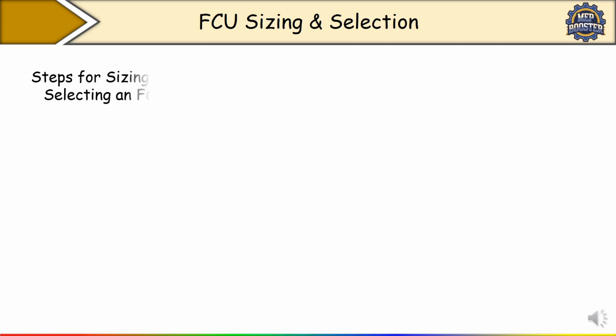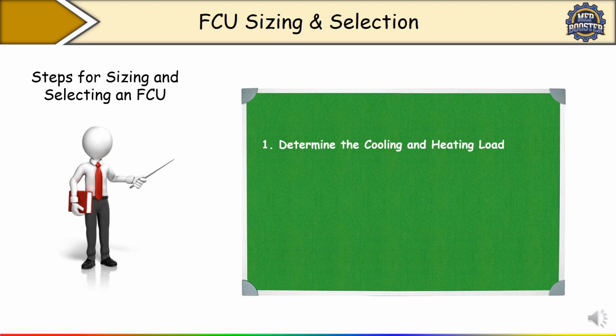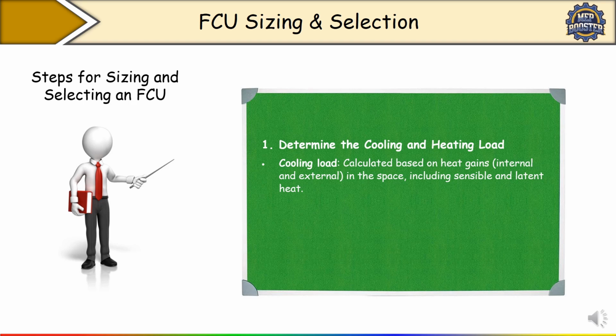So as I told you, the first thing which we have to discuss here is the steps. What are the steps which we have to follow for sizing and selecting a fan coil unit? In that, the first step is to determine the cooling and heating load, as I already discussed in HVAC sizing and selection. Cooling load is generally calculated based on heat gain in the space, including sensible and latent heat. Heating load is considered for spaces where heating is needed during certain seasons.